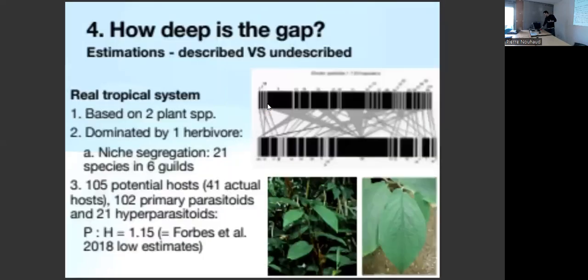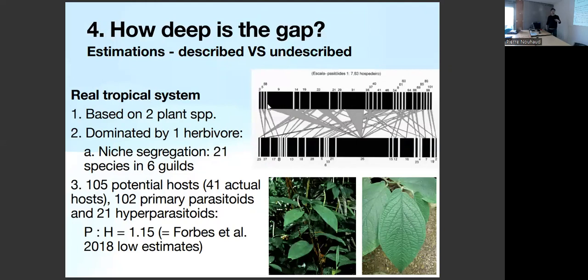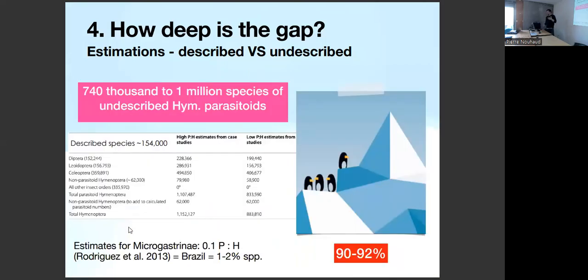But the other part of this is that, in general, the parasitoid-host ratio was almost the same as the one found in the 4-genera study, right? So I have this 1.15, which is within the range that they found. So I think it's kind of realistic to think that we have at least 1 million species of parasitoids to describe, which is a lot.